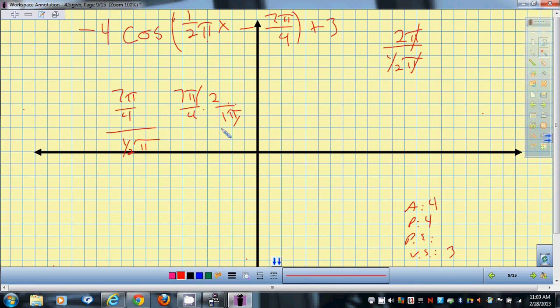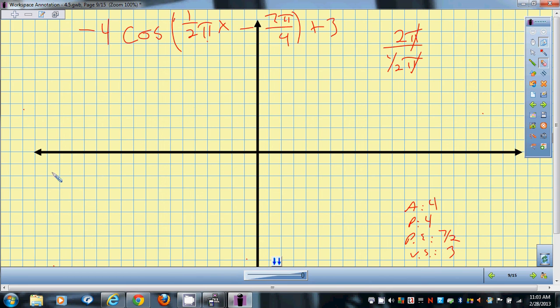-c over b. So +7/4 divided by 1/2. The pi, 1/2 pi, the pi's canceled, and you had -7/4 divided by 1/2. -7/4 divided by 1/2 is the same as +7/4, which is the same as times 2 over 1, right? Which gave you 14 over 4, which reduced to 7/2.